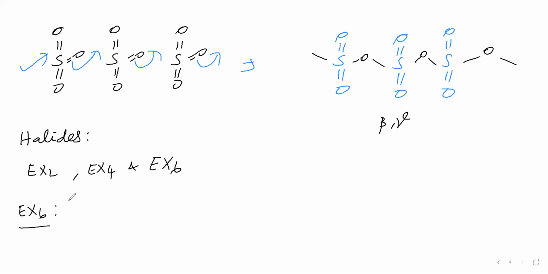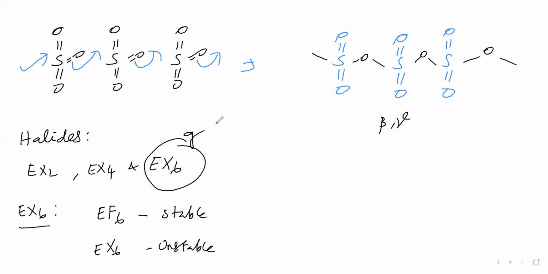In the hexahalides, hexafluorides are stable. Other hexahalides are unstable. Why are the other hexahalides unstable? Because the size of the surrounding atom increases, therefore stability decreases. That's why they are unstable. Next, all the hexahalides exist in the gaseous state.